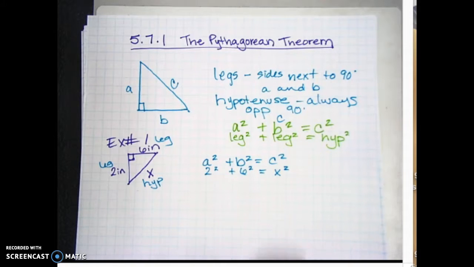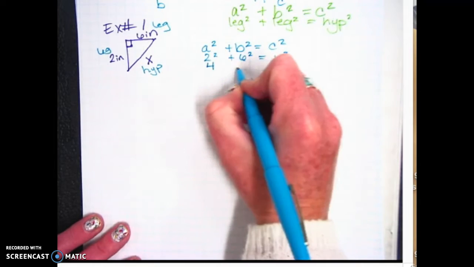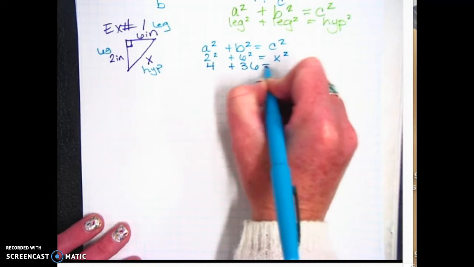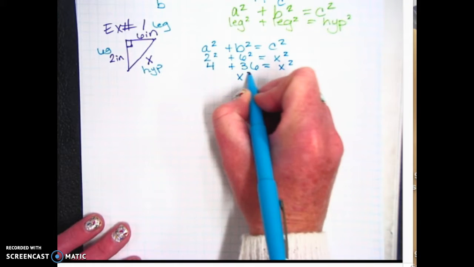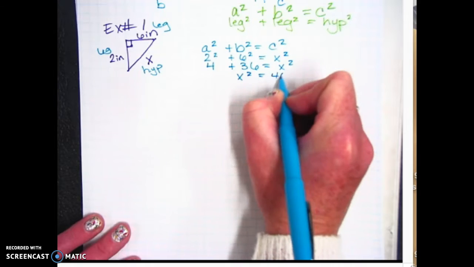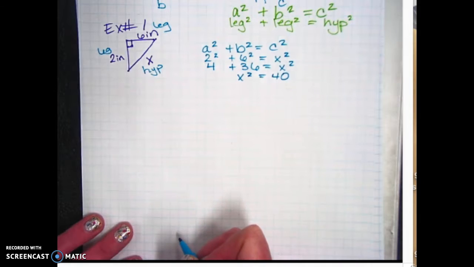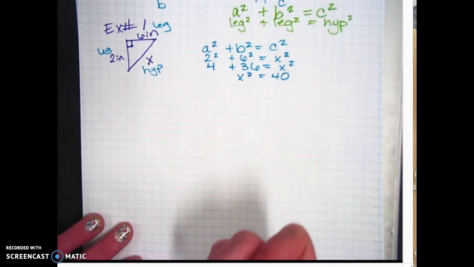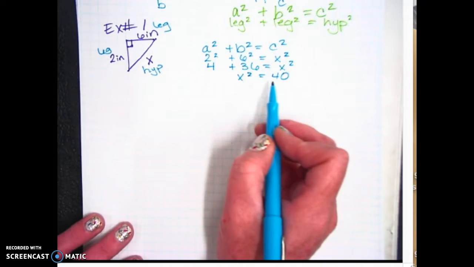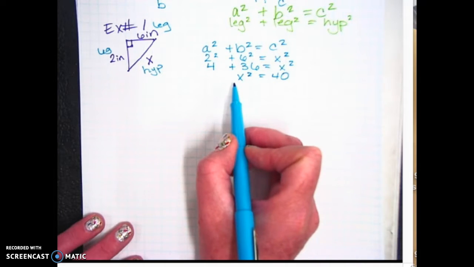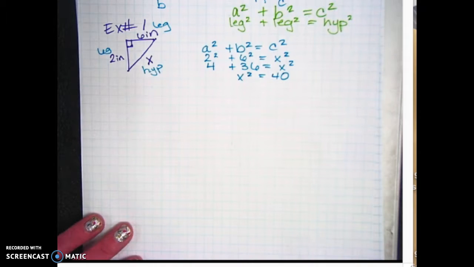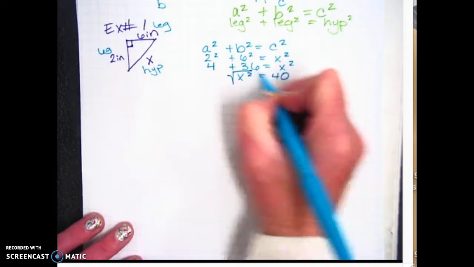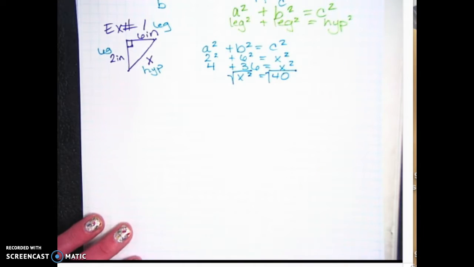Then you just take your calculator, you square the 2, you should get 4. You square the 6, you should get 36. And then you add those two together, so you'll get x squared equals 40. Once you get to x squared equals 40, you need to do the inverse operation of squaring, which is square rooting. So you're going to square root both sides.